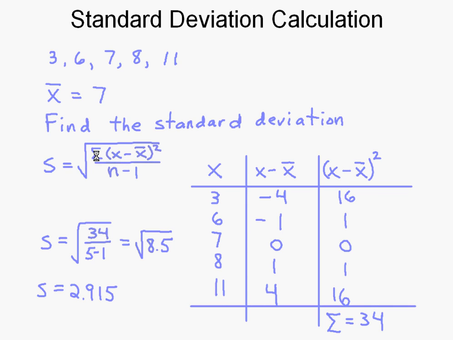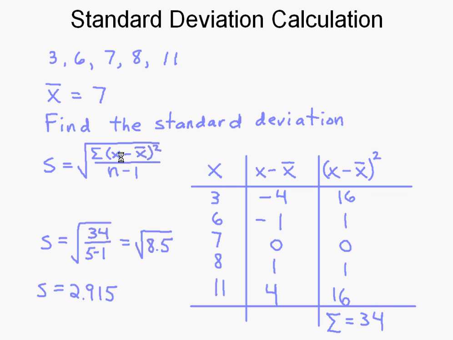The Greek letter sigma means to add up a bunch of values. So this numerator is made up of the sum of a bunch of values, not just one number for each of these. So here's our data set. Let's use a small data set. The mean of these numbers is 7. Let's calculate the standard deviation.